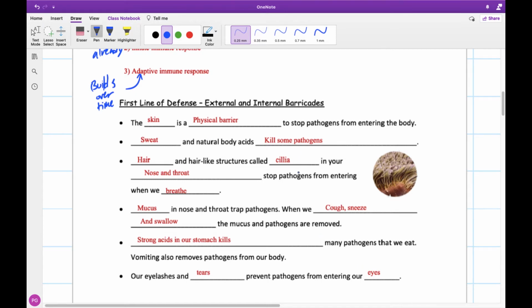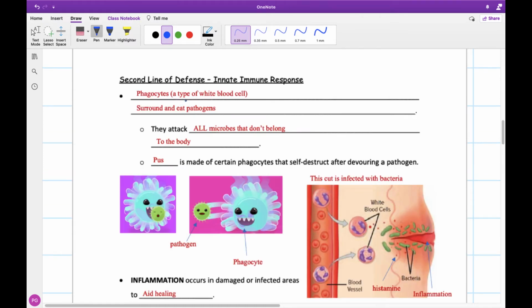So you'll notice all of these barriers, these don't really discriminate against pathogens or any other sort of foreign objects. They're really just here to prevent stuff from entering the body that shouldn't be there, or kill things once they get inside. So that was our first line of defense. Our second line of defense is our innate immune response.